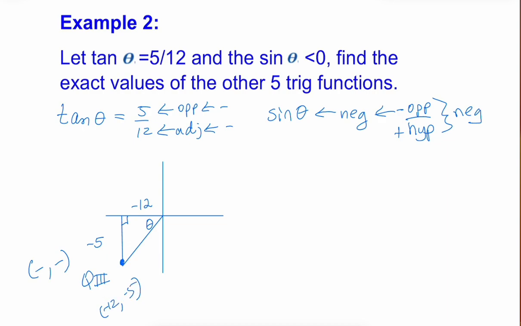Remember, your x is your adjacent, your y is your opposite. So we don't have the r, so that's going to be the square root of -5 squared plus -12 squared. 144 plus 25 is 169. So r is the square root of 169, which is 13. So I know that that is 13.